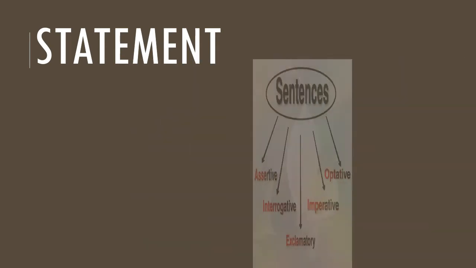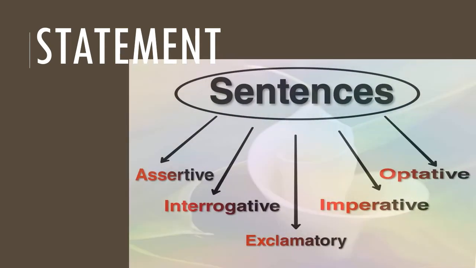Statement. Now there are several types of sentences. The first one is assertive, next is interrogative, third is exclamatory, fourth is imperative, and fifth is optative. Assertive means plain sentences. They're also called declarative because they declare a fact or a point, or assert an opinion. They are just plain sentences, and that's it.